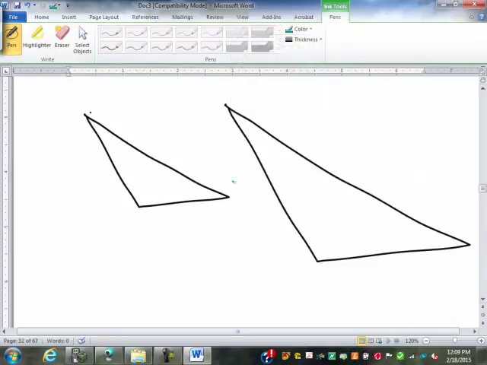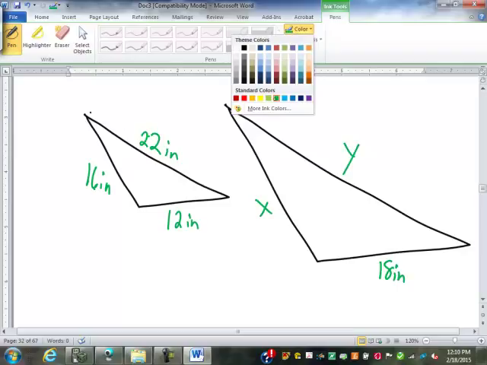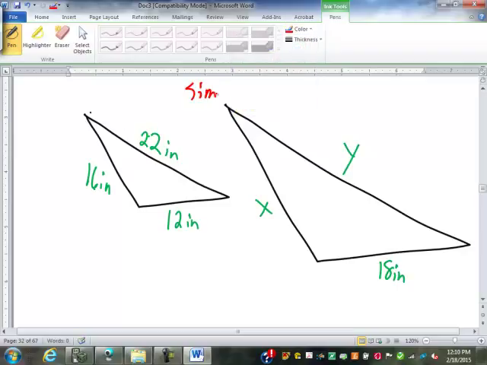And let's say that this is 12 inches, 16 inches, and 18 inches here. Actually, that's not right. It's 22 inches up there would make more sense. And down here, let's say that this is 18 inches. We'll call this X and Y. These are what we call similar figures. I'm using triangles just because it's simpler for me to draw. But any figure where one is an enlargement or reduction of the other are similar figures.